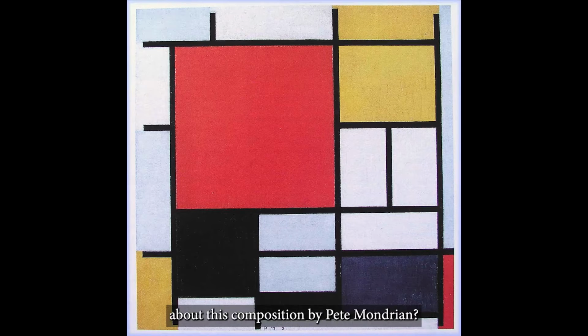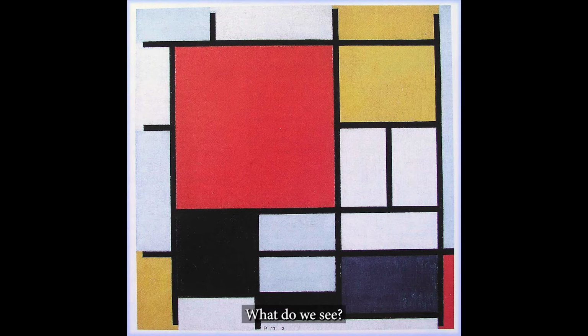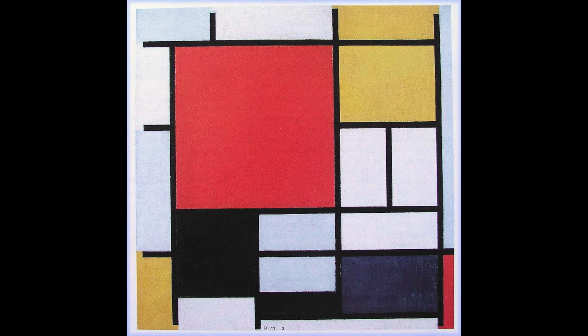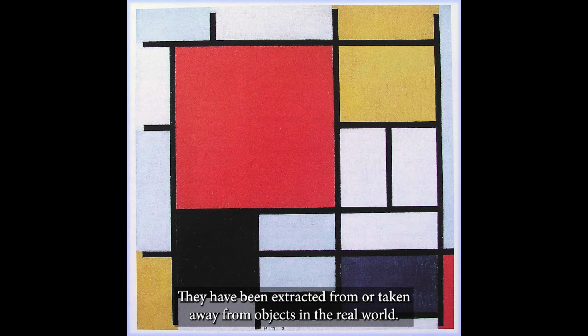Okay, what about this composition by Piet Mondrian? What do we see? Well, lines, colors, shapes. The shapes make rectangles. And remember, we call these lines, colors, and shapes sensa. They have been abstracted from, or taken away from, objects in the real world.